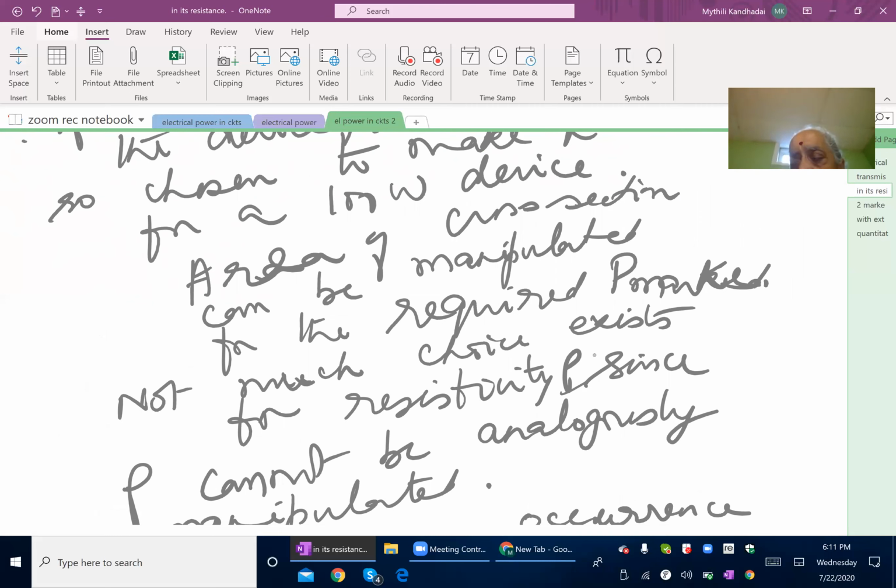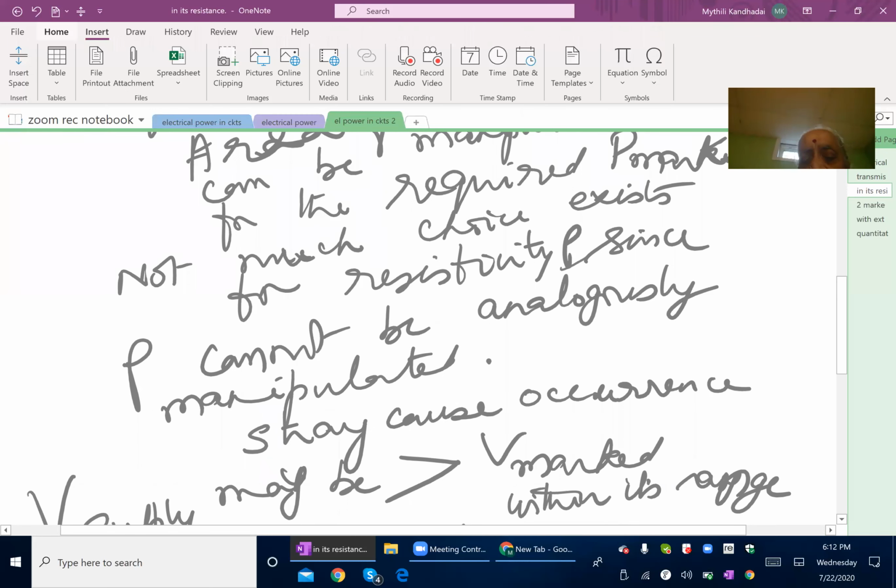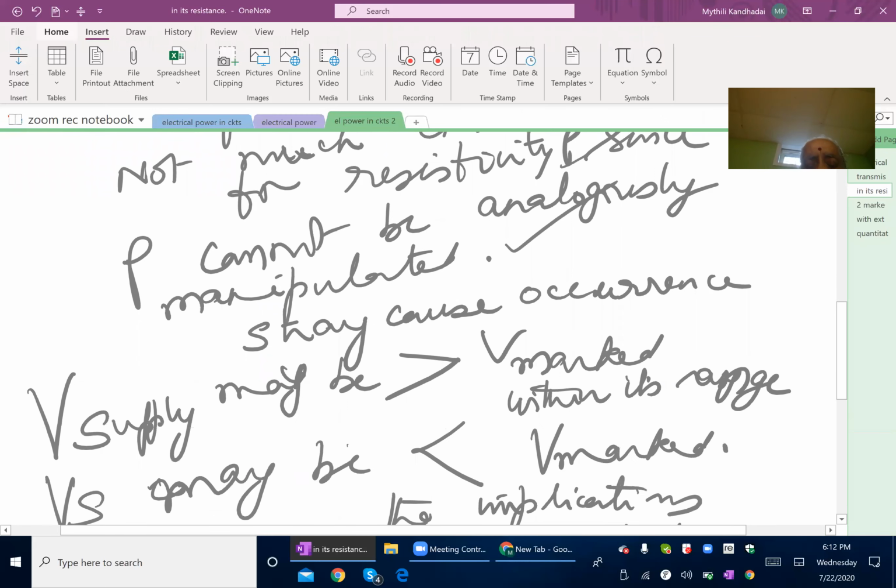Nichrome will have some particular value, eureka will have some other particular value, manganese will have some other particular value. So the resistance varies in discrete quantities, and it cannot be varied analogously. You cannot make it increase by just 1 into 10 to the power of -8, like that you cannot change, and therefore that cannot be analogously manipulated. Stray cause occurrence may be there. What are the stray causes likely? We have to provide for emergencies and stray cause occurrences in any project of our choice.